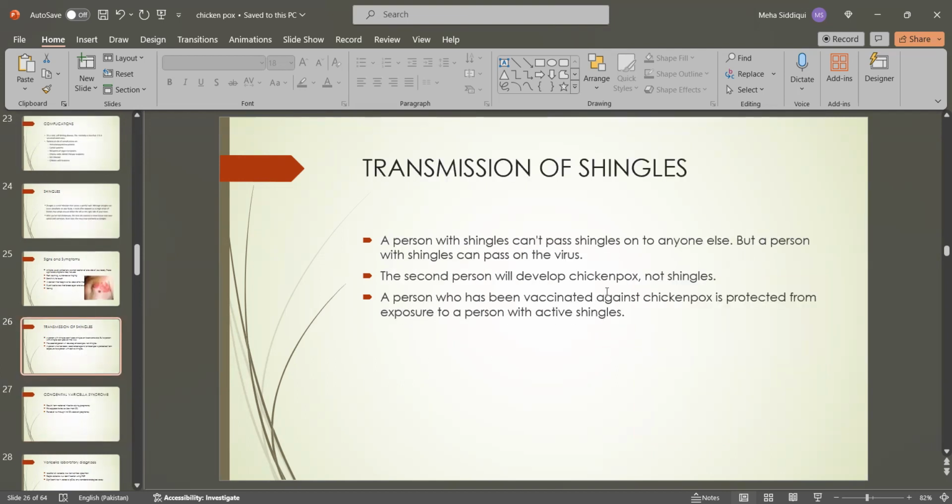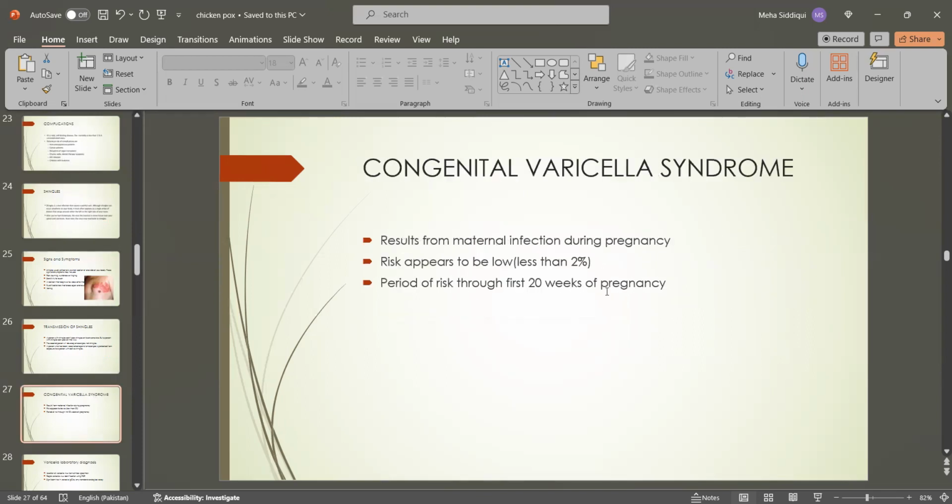Transmission: a person with shingles can't pass shingles on to anyone else, but a person with shingles can pass on the virus. The second person will develop chickenpox, not shingles. A person who has been vaccinated against chickenpox is protected from exposure to a person with active shingles. Congenital varicella syndrome results from maternal infection during pregnancy. Risk appears to be low.